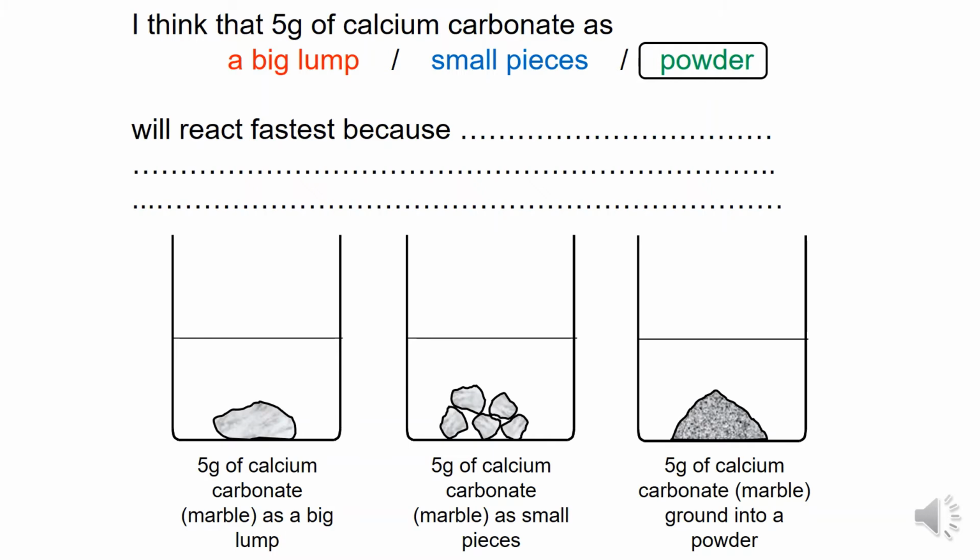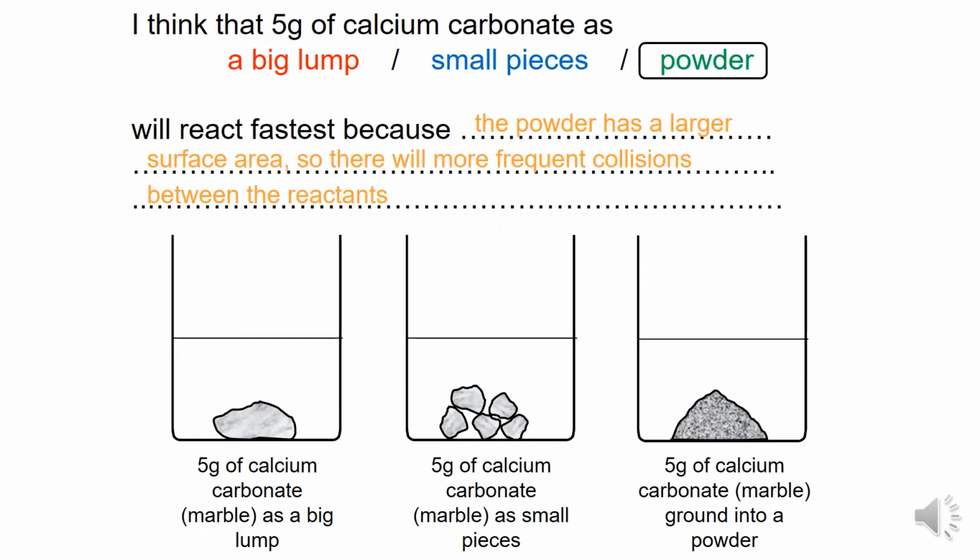We can only compare surface area if we're comparing the same mass of substance. So for the same mass of substance, 5 grams of calcium carbonate will react most quickly as a powder. And that's because the powder has a larger surface area, so there will be more frequent collisions between the reactants. Can you spot my mistake in that sentence? Well, the mistake would be that I need the word successful. So more frequent successful collisions would be preferable.